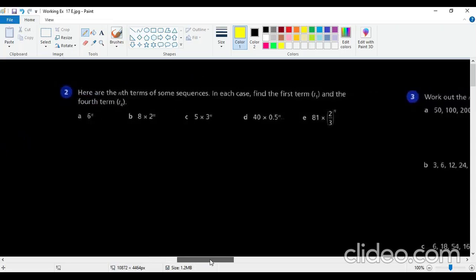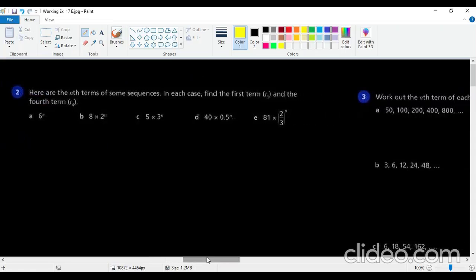Moving on to question number 2. Now here are the nth term of some sequences. In each sequence, find the first term T1 and the fourth term T4. So the term rule is saying 6 to the power n. That means you need to write in your notebook something like this, T1 and T4. So in here, first term is going to be 6.